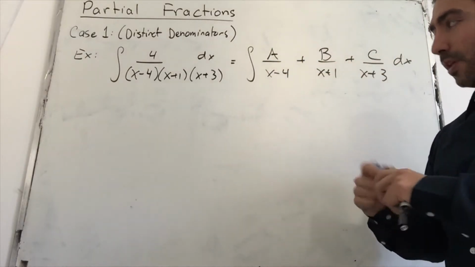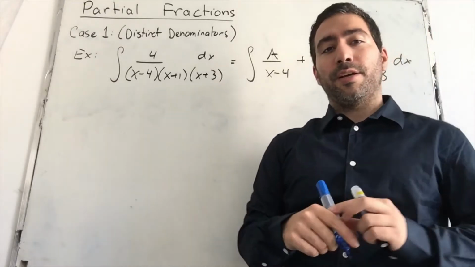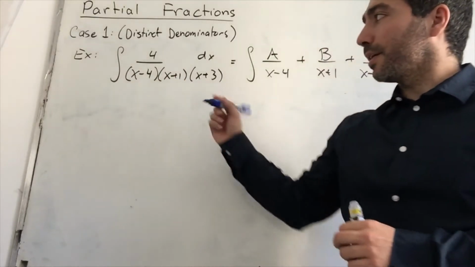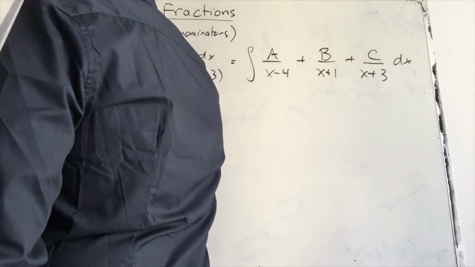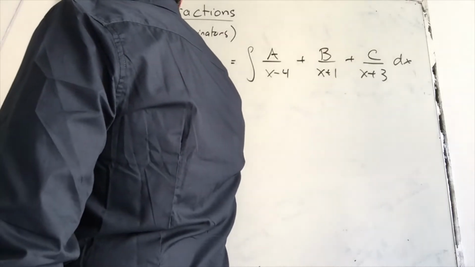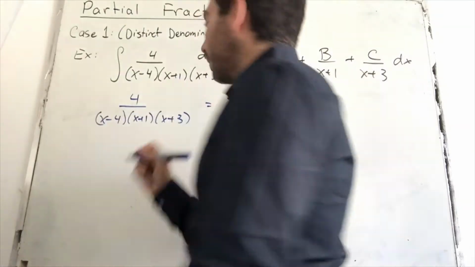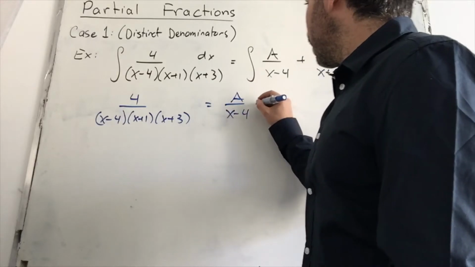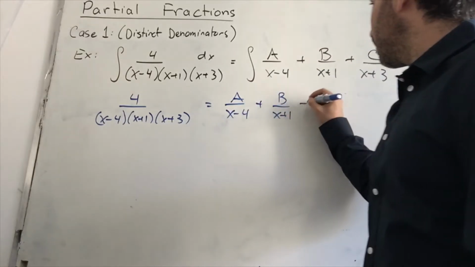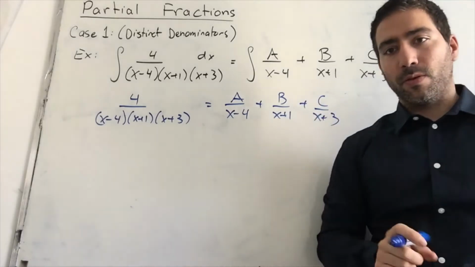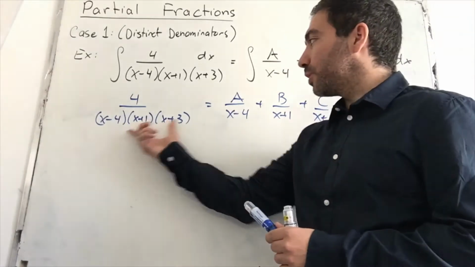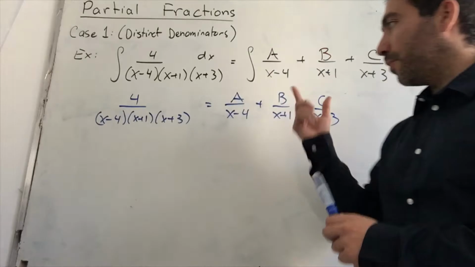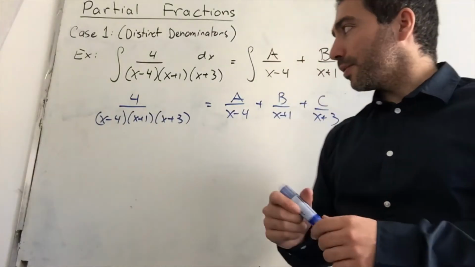Let's go ahead and do that. The way we do it is we ignore the integral signs. Focus on the integrand, what's on the inside. On the left hand side, without the integral sign, we have 4 over x minus 4, x plus 1, x plus 3. And on the right hand side, what's in the integral is just a over x minus 4 plus b over x plus 1 plus c over x plus 3. Now what we do is multiply both sides of the equation by this denominator over here. We're going to multiply this on both sides. On the left-hand side, let me write it out.